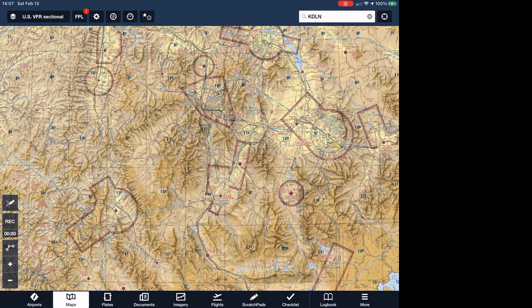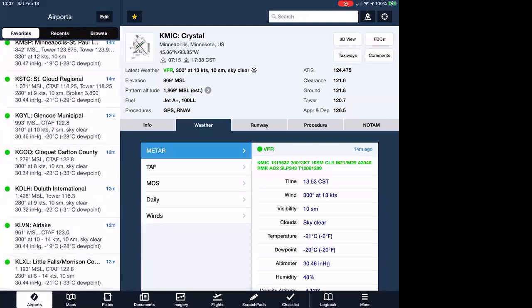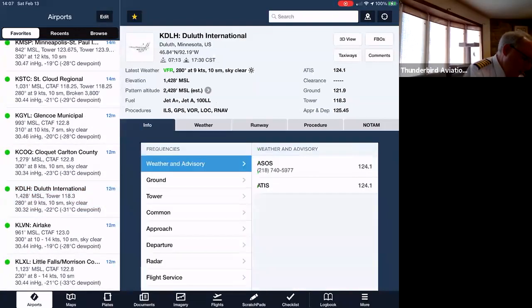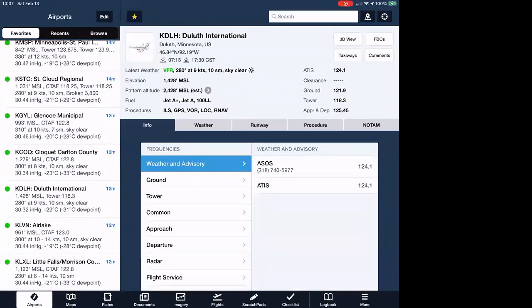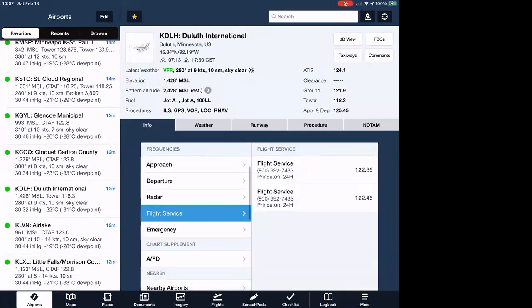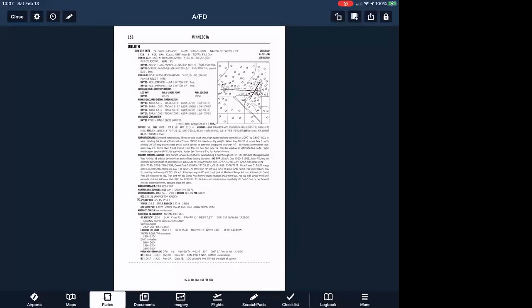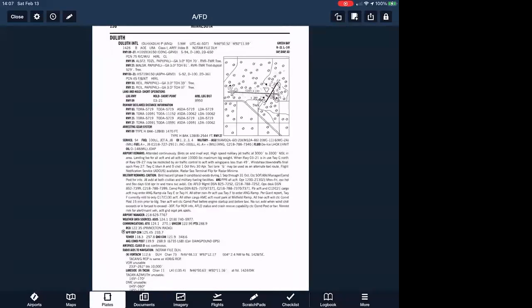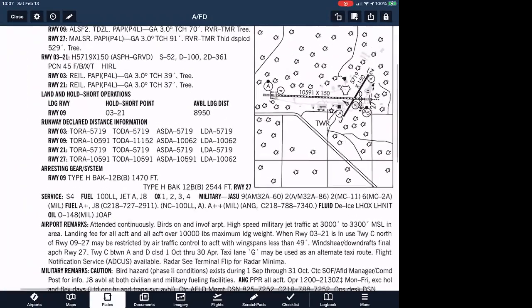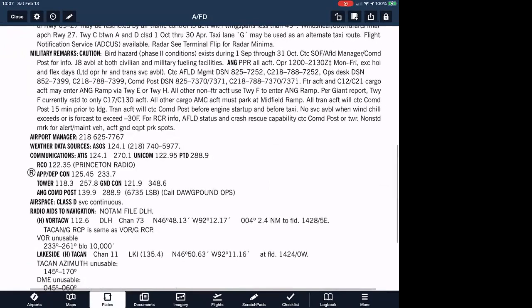Can I ask you one more question about the chart supplement? Yep. Take a look at Duluth, DLH. Stand by. I haven't looked at this in ForeFlight, so it'll be interesting to see if it's there. If you could zoom in and scroll down to under radio aids to navigation. A little bit further. Okay, right there. Where it says VORTAC, Delta Lima Hotel, and in the next line, TACAN/G as in golf/RCP is same as VOR/golf/RCP. What does that mean?